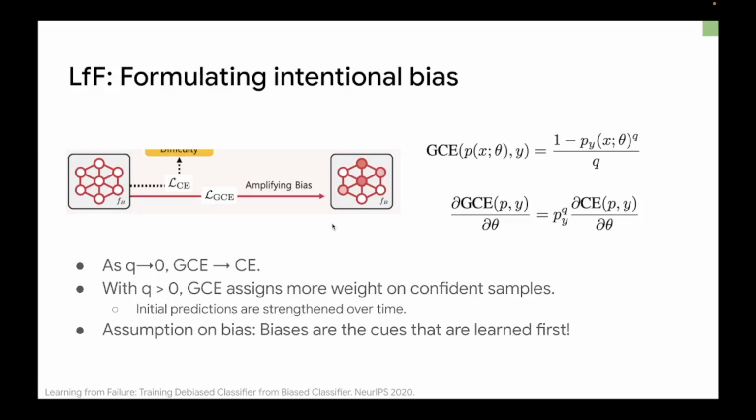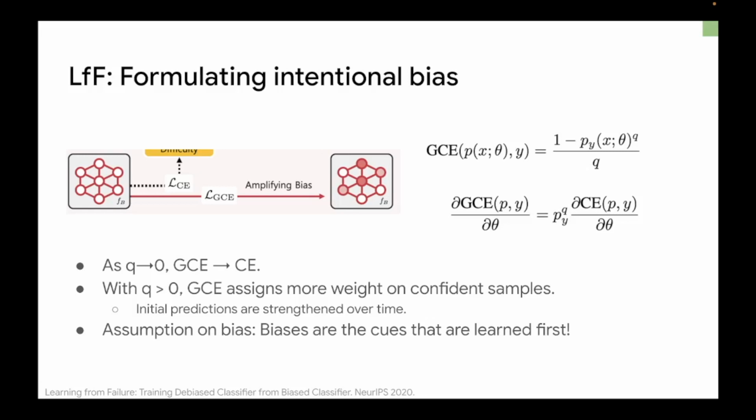Normally for a classification task, you would use cross entropy. But here you use generalized cross entropy, which is (1 minus p_y to the power of q) divided by q. If you're familiar with calculus, you can see that as q approaches 0, the generalized cross entropy approaches cross entropy again. Now, what happens if q is greater than 0? We now know that generalized cross entropy is indeed a generalization of cross entropy.